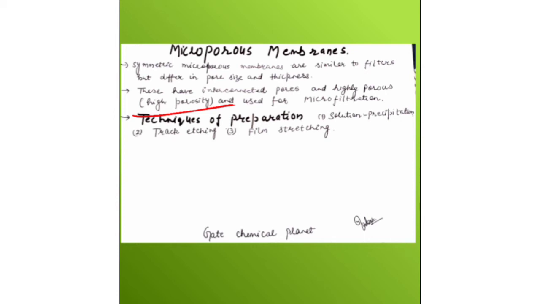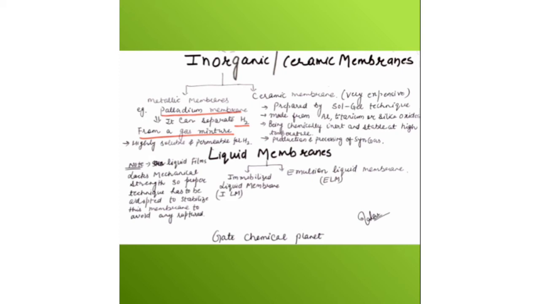Okay, so now we will come to inorganic ceramic membranes. Inorganic membranes, in simple common language, are also known as ceramic membranes. Inorganic membranes are of two types, the metallic membrane and the ceramic membrane. An example of a metallic membrane is the palladium membrane. It can separate hydrogen from a gas mixture, and it is highly soluble and permeable for hydrogen.